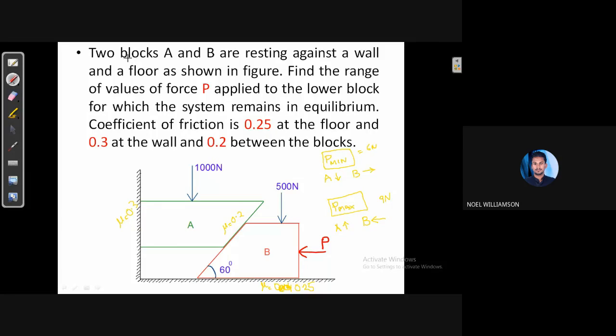What is in the question? Two blocks A and B are resting against a wall and floor as shown in the figure. So here it is given two blocks A and B. They are placed as shown in the figure. Now the values of mu are given.